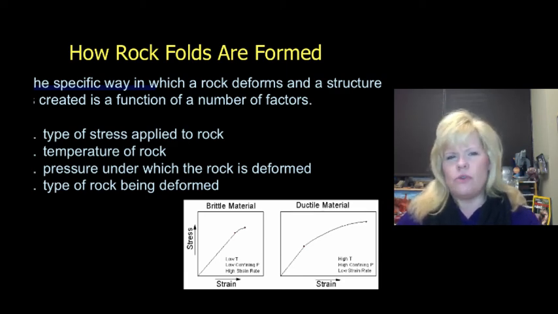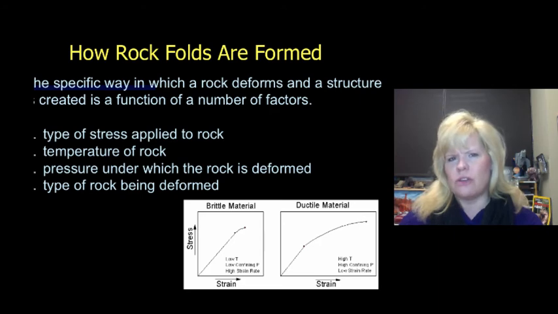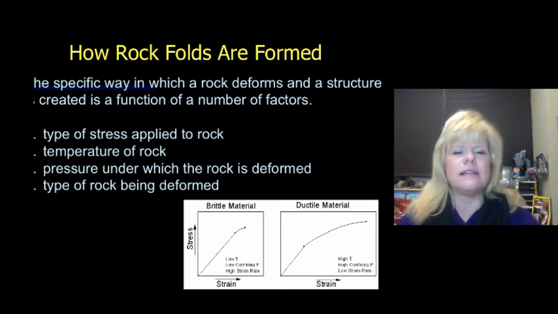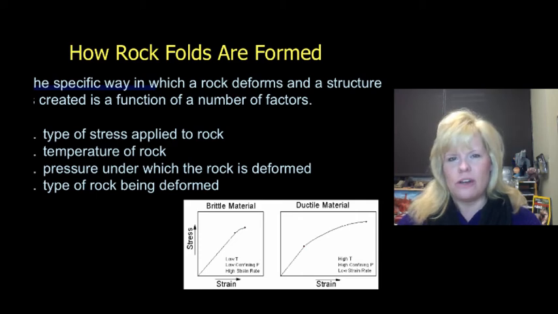Now, the temperature of the rock is a huge component of how deformation occurs and the significance of that deformation. The pressure that the rock is under, meaning the amount of weight that's above it, plays a huge role in how easy it is to deform rocks. Obviously, the actual composition of the rock is important in understanding how deformation can occur.